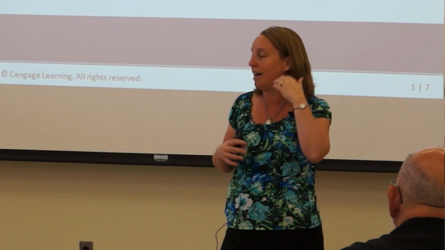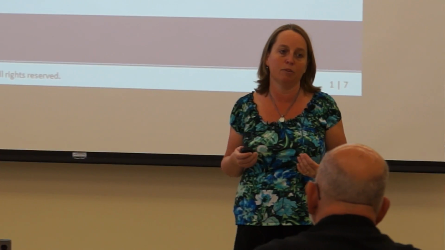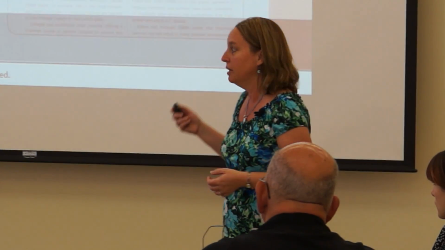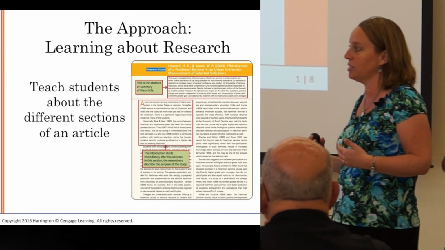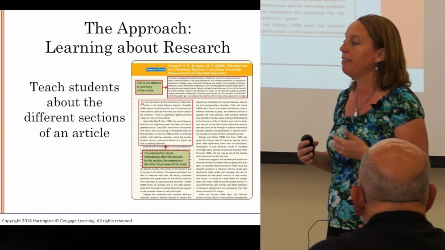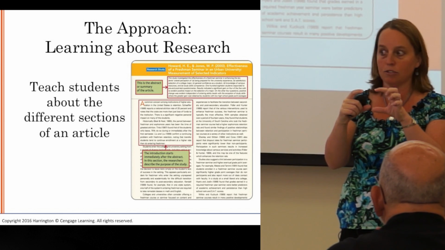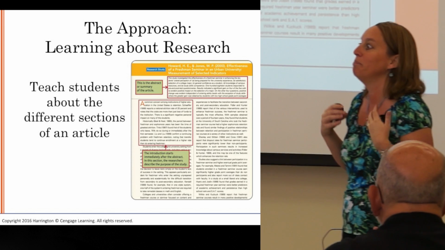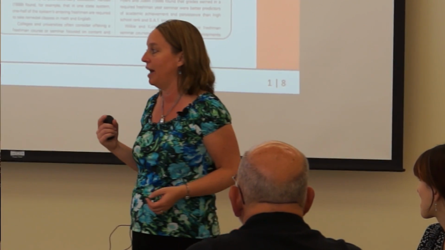And of course, this is not all of the approaches. There are many different options out there, but I'll share a couple of different ways that we can go about doing this. The first thing is that we need to teach students about the different parts of a research article. They don't know that that little summary on the top called the abstract is really, really important. So one of the most important things we can do is highlight the importance of that part of the article.